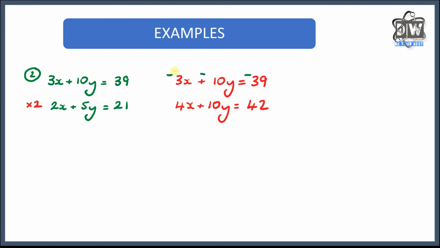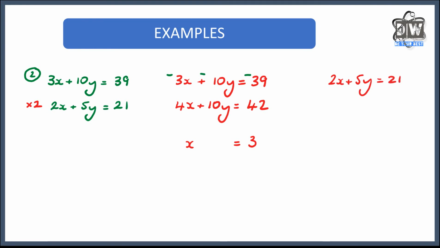Then we've got 4x, take away the 3x, which gives us x. And then we've got 10y, take away 10y, which gives us nothing. And then we've got 42, take away 39. If we had done this, made all of these minuses, then we would have gone into negative numbers. And you still can do that, but it just makes it a bit more difficult. So then we've got x equaling 3.